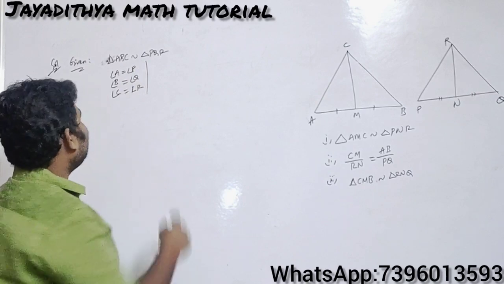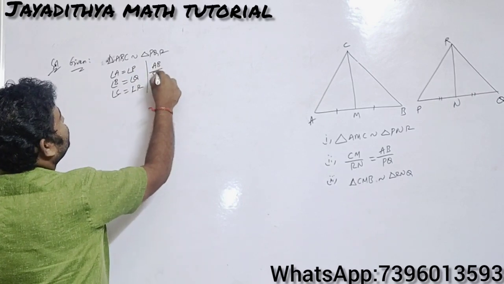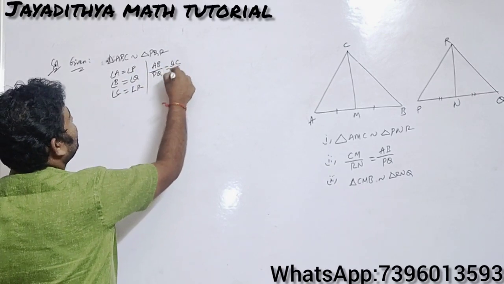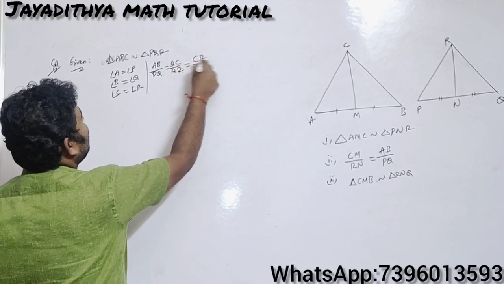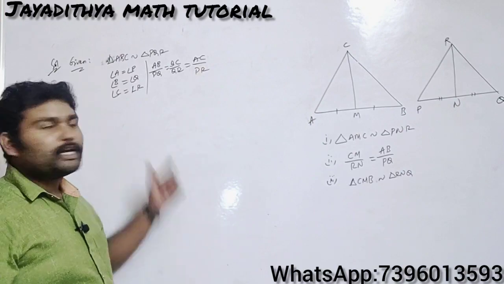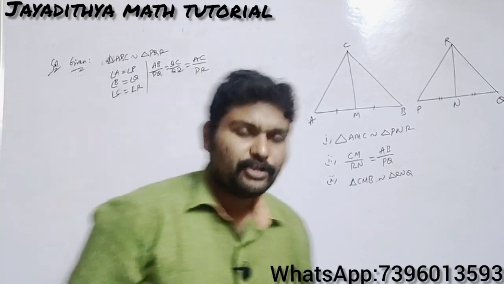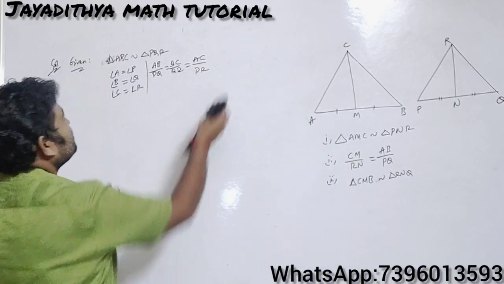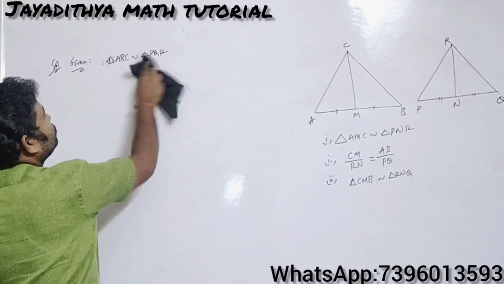And also you can take AB by PQ will be equal to BC by QR, which is equal to AC by PR. So these are the conclusions we can take from the given information. There is no need to write them here. Let us write wherever it is required now. So this is the first condition.